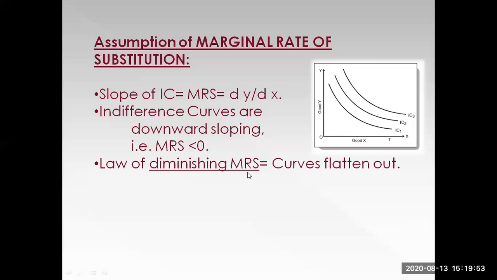So what do I mean by the law of diminishing marginal rate of substitution? As I mentioned before, the marginal rate of substitution refers to the slope of the IC. Diminishing means decreasing, that is lowering in magnitude. So I'm saying that the marginal rate of substitution lowers gradually. That means the slope lowers. If I'm talking about slope, I essentially mean that the curve flattens out. So the slope decreases implies that the curve flattens out.